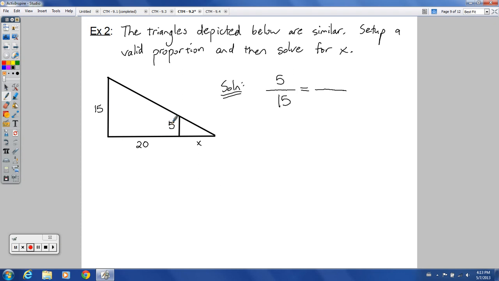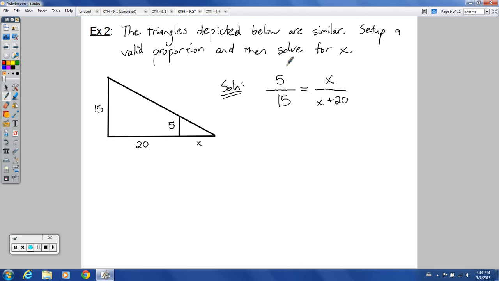So 5 to 15 would match up with, this is small triangle on top to the big triangle measurement on the bottom. The small triangle measurement here would be x. But then what's this one? Is it 20? Well, 20, no, because 20 just goes from here to here. This is the tricky part about this problem. The whole thing is what we need to measure. The whole length of this triangle here matches up with the whole length right here. So from here to here is going to be similar, proportional from there to there. So we would have to say x plus 20.